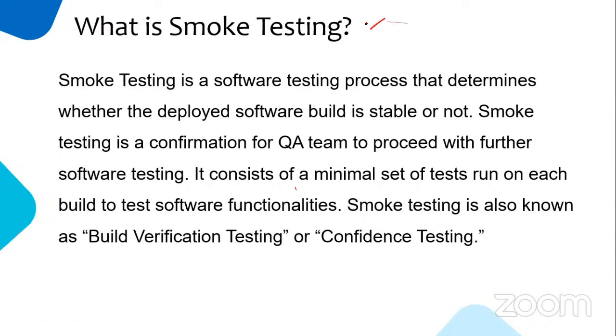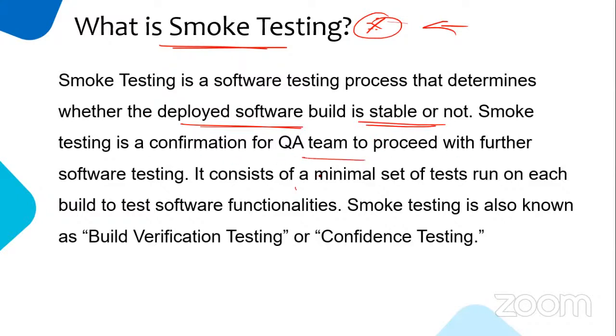It's very important for both manual and automation teams. We will write the smoke testing. Someone asked me on YouTube how to explain smoke testing in an interview. This is the answer you're going to get. Smoke testing is software testing that determines whether the deployed software build is stable or not. This testing gives confirmation to the QA team to proceed further.